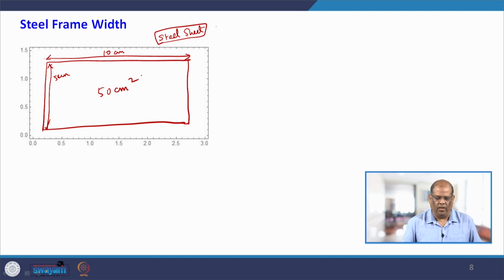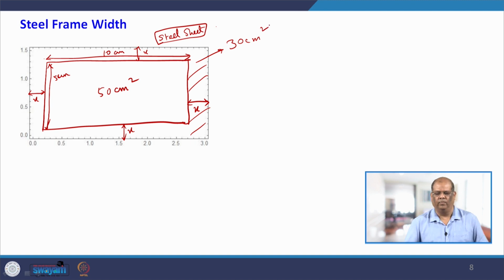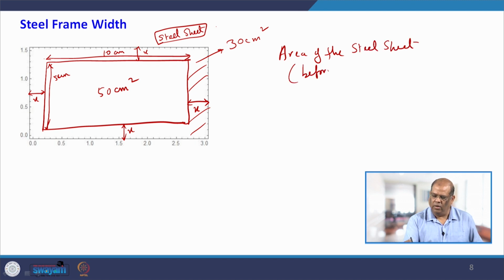with the dimension 5 by 10 or 10 by 5. And so, what is going to be this width which you take as x, such that the area of this frame is 30 centimeters square? So, that is your problem. So, again you have to calculate, say, what is the area of the steel sheet before cutting.